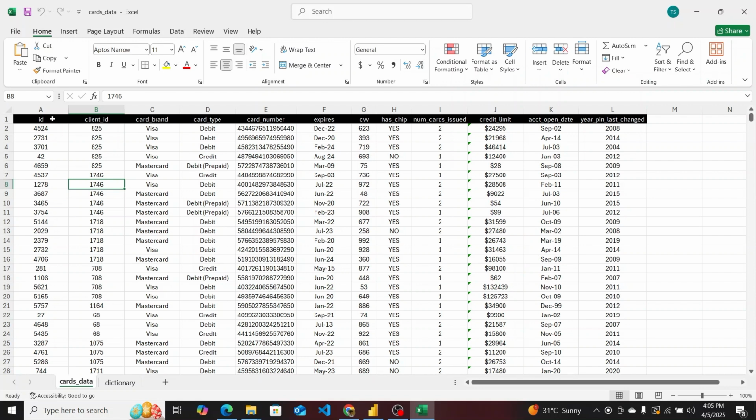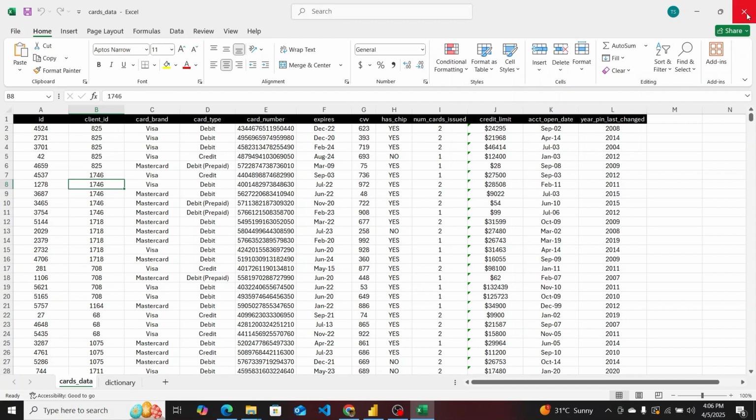these are the features of the data set in which they have provided a card ID, client ID, card brand, either it is a Visa or Master or maybe other, card type, credit, debit or debit prepaid, card number, expiry date of the card, CVV, either it has a chip or not, number of cards issued to the client, credit limit assigned to the card, account opening date, and the last year in which the PIN has changed.